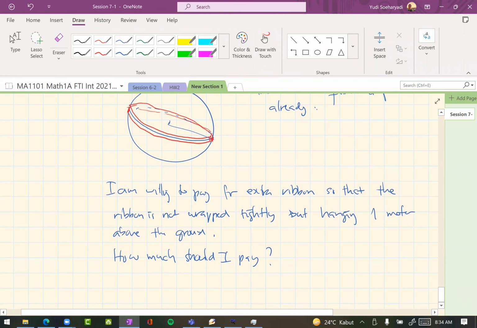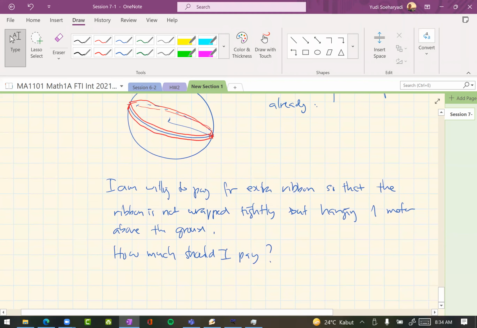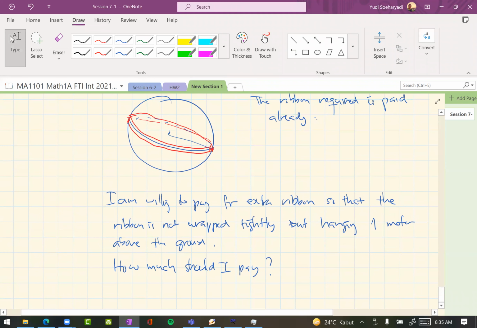Right, so let's do this one. Of course, you can do a computation exactly, but that is hard to compute. So the radius is 4,000 miles. So 1 meter compared to this 4,000 miles is really small, right?